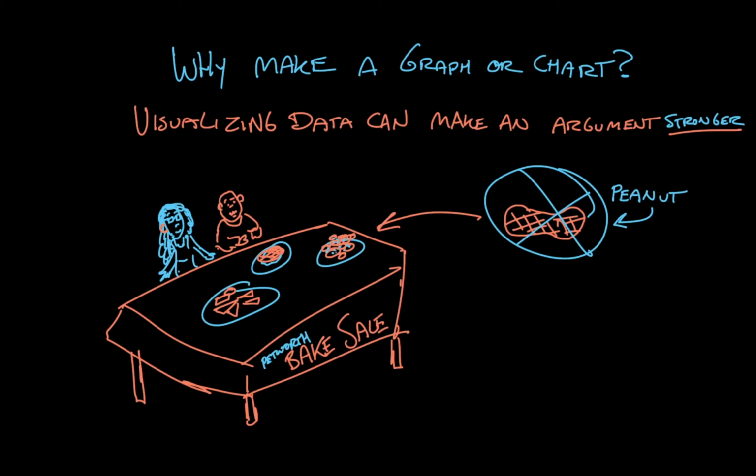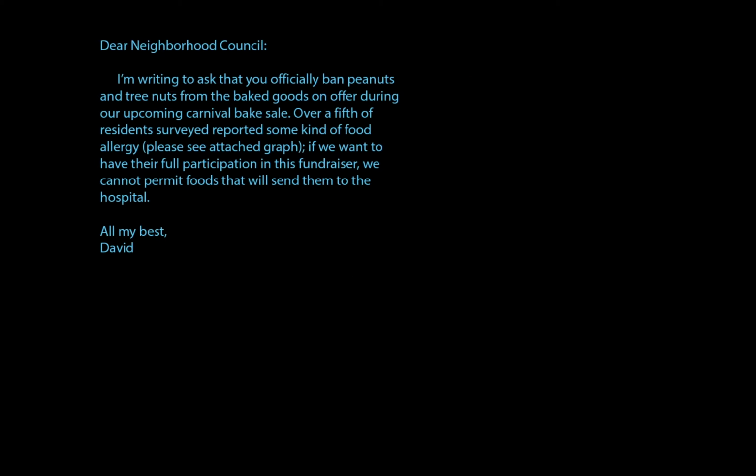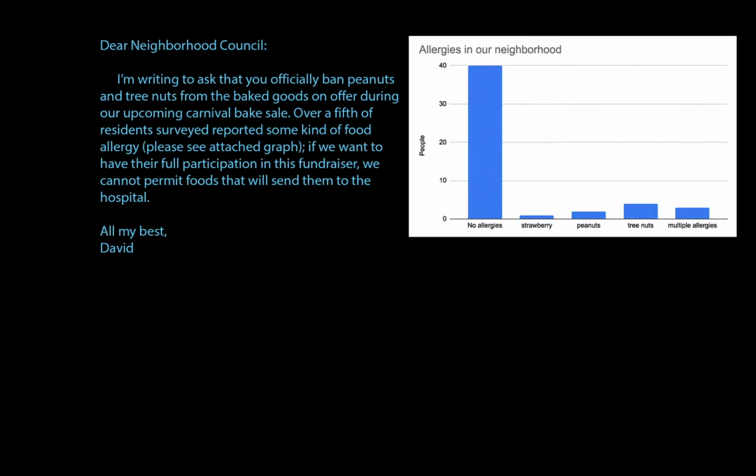Here's the text of the letter I'd send to my neighborhood council. Dear Neighborhood Council, I'm writing to ask that you officially ban peanuts and tree nuts from the baked goods on offer during our upcoming carnival bake sale. Over a fifth of residents surveyed reported some kind of food allergy. Please see attached graph. If we want to have their full participation in this fundraiser, we cannot permit foods that will send them to the hospital. All my best, David.